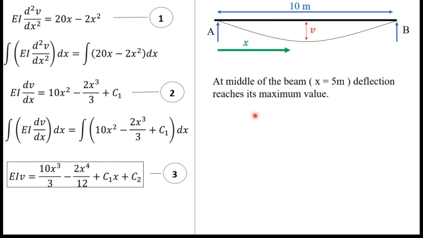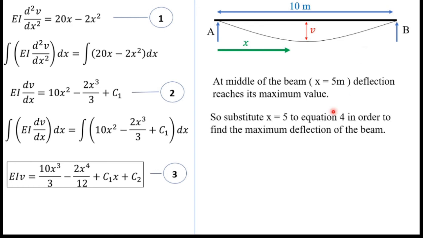Next I am going to apply another condition at the middle of the beam, which is x equals 5 meters, because the overall length is 10 meters. Middle of the beam is 5 meters. At the middle of the beam, deflection reaches its maximum value. So you can see this is a deflected shape, and here also this deflection reaches maximum at the middle of the beam. So substitute x equals 5 into equation 4 in order to find the maximum deflection of the beam.